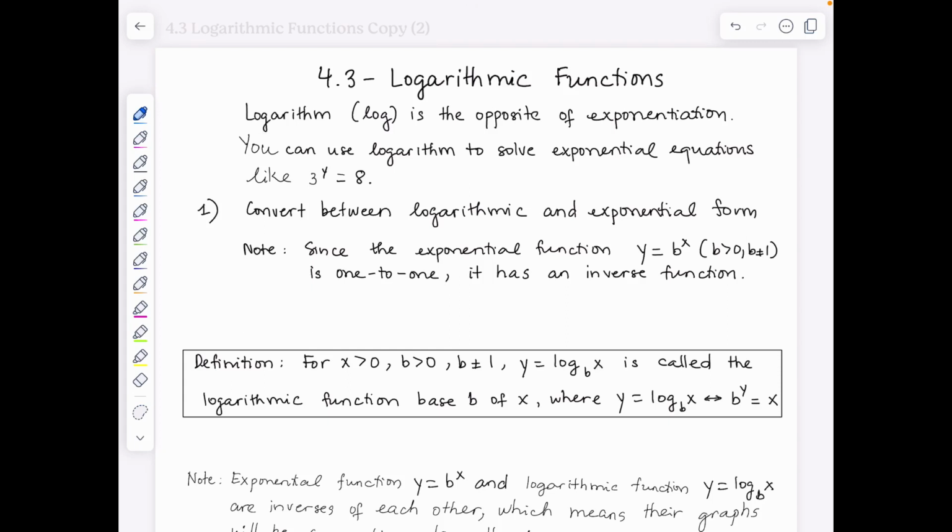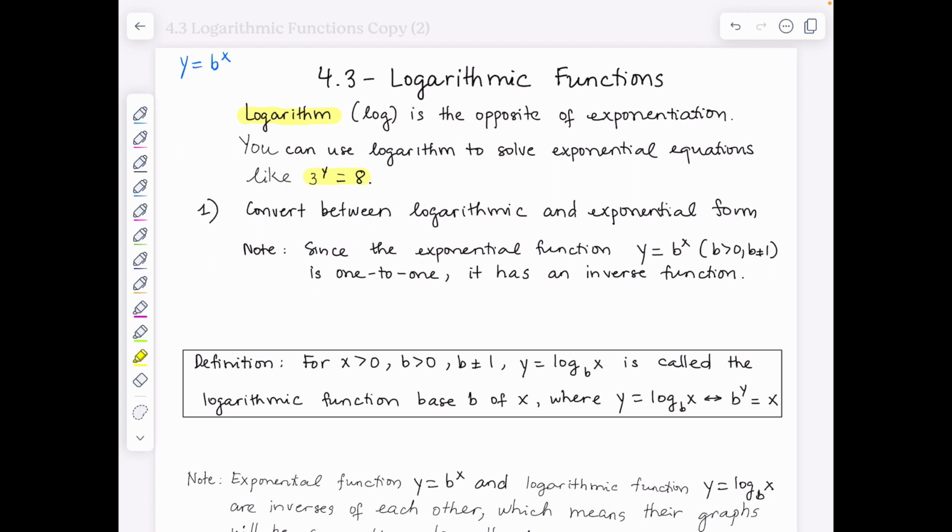Hi everyone. You just learned exponential functions, which have the form y equals b to the x power. Today, I am going to introduce the inverse of this exponential function, which is called the logarithmic function. Logarithm, or log in short, is the opposite of exponentiation, just like square root is the opposite of square, cube root is the opposite of cube, and so on. You can use logarithm to solve exponential equations like 3 to the y equals 8.